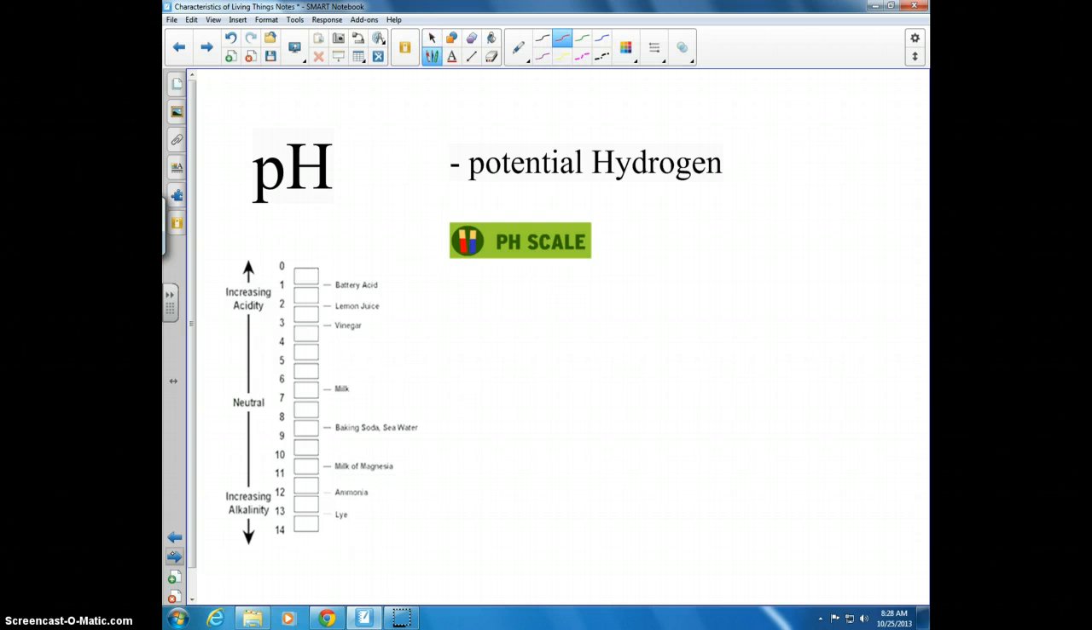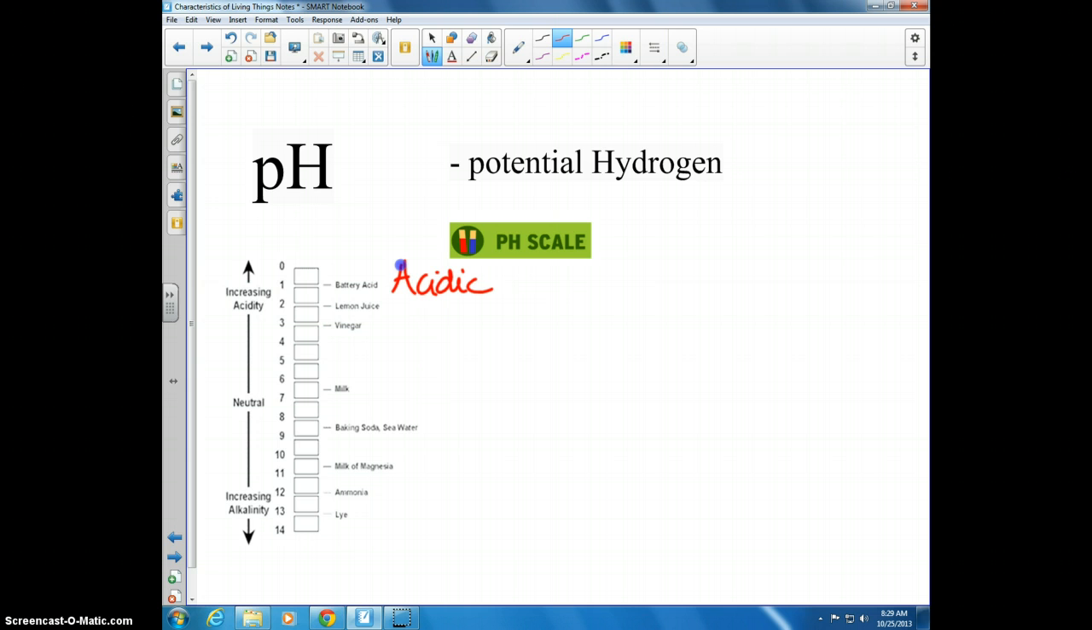So on the pH scale, 0 and these low numbers are acidic. The lower the red, what would they show with litmus paper? Blue to red is acid, yes. So acidic numbers are very low. Things like battery acid are very acidic. Lemon juice has a pH of 2. Vinegar has a pH of 3.